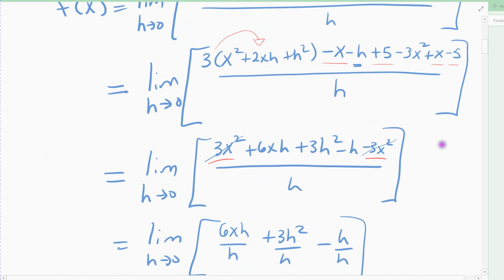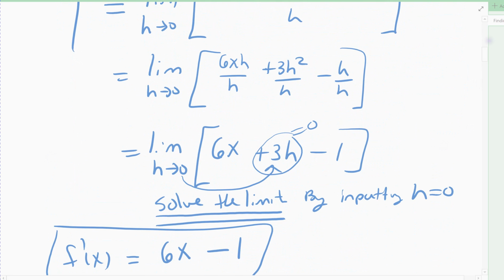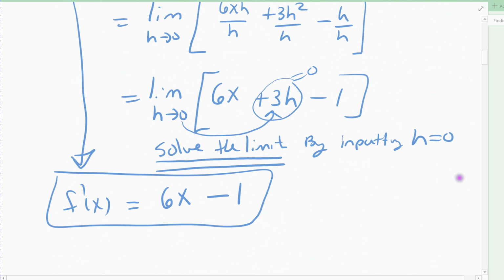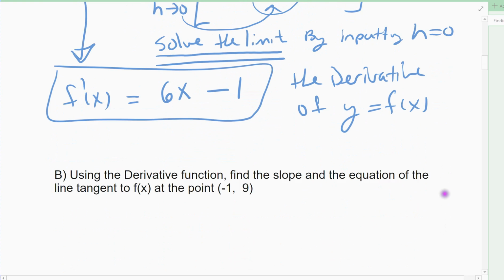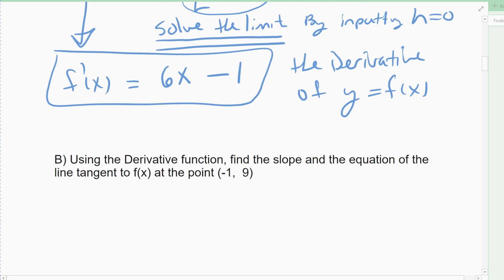And then I basically bring this guy all the way down. And there is my derivative. That's the derivative of the original f of x, which remember is the instantaneous rate of change at any moment, at any x value, which means I can find my slopes and I can find my slope of my tangent lines, right? That's what we're going to do in the next expression. Use the derivative function, so that function I found up there, to find the slope and the equation of the tangent line at a specific point.